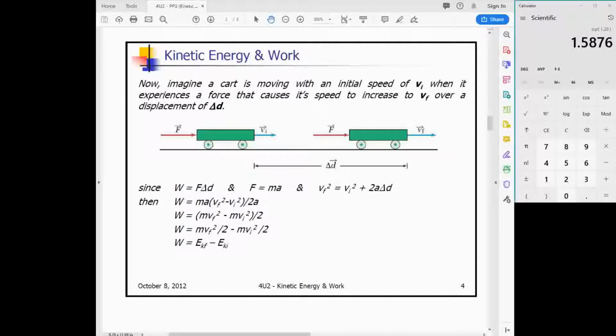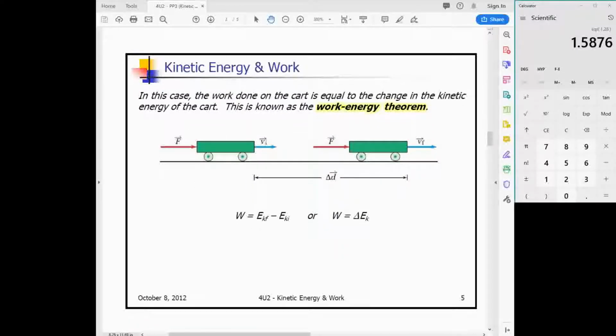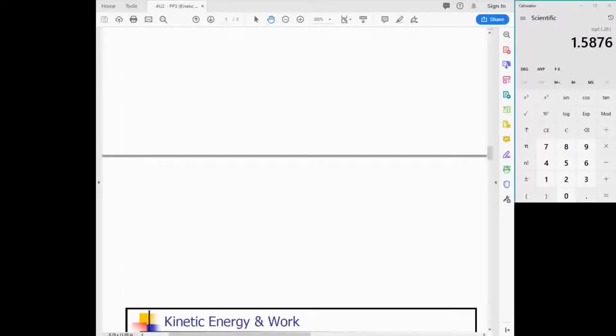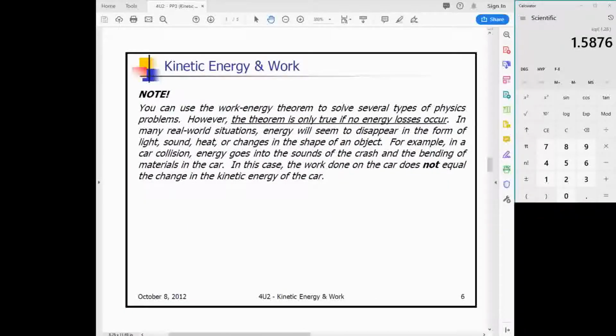This is that the work is equal to mvf squared over 2 minus mvi squared over 2, or the work is equal to the change in the kinetic energy, the kinetic energy in the final position from the initial position. It gives us the work done. So that's our work-energy theorem. And just to show you, actually, I'll show you the example on the next slide.